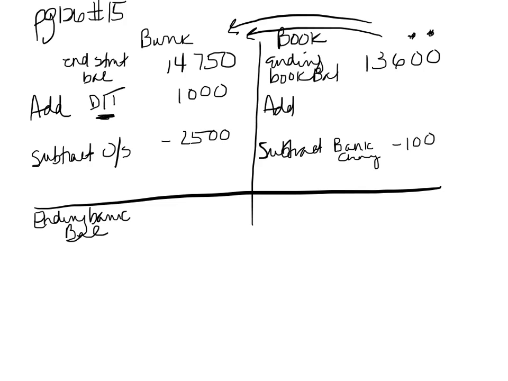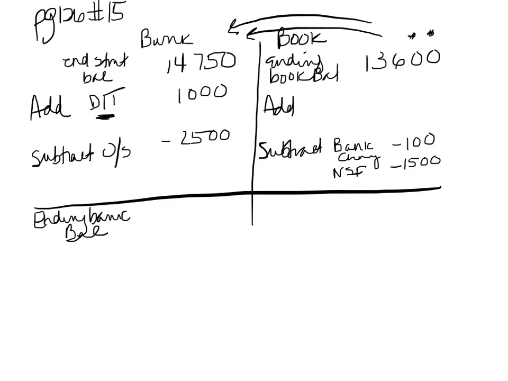An NSF check returned with the bank statement for $1,500. So the bank said, hey, this person didn't have any money. You need to take it out because I wasn't able to put it in my bank account. So with that, all NSF checks are always a subtraction on the book side only. So this would be a subtraction of $1,500.